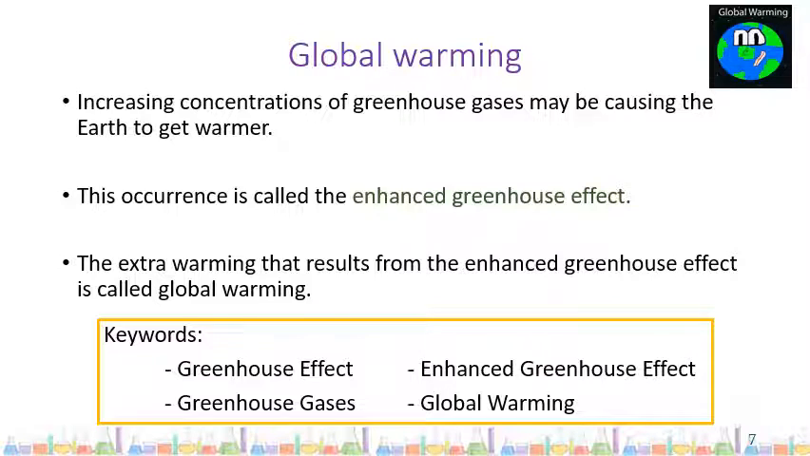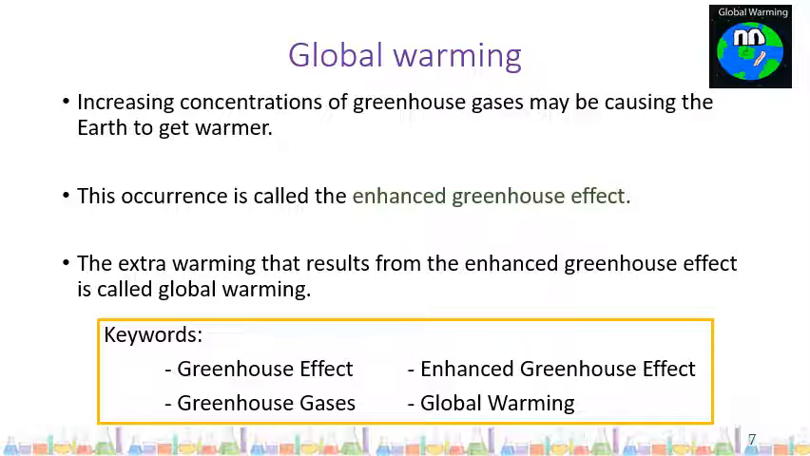So if we're increasing the amount of these greenhouse gases, we may be causing the Earth to get warmer. This occurrence is the enhanced greenhouse effect, and if they were being totally correct in the media, they would be calling it the enhanced greenhouse effect when they're discussing the negative impact we're having on the Earth. So the enhanced greenhouse effect is what's causing global warming. We are producing too much of these greenhouse gases, and that's causing the atmosphere to trap more heat, and it's causing the temperature of the Earth to increase.